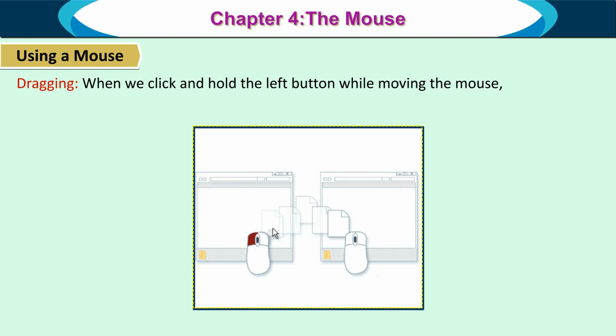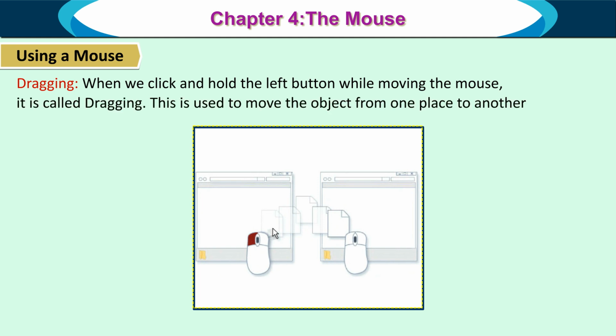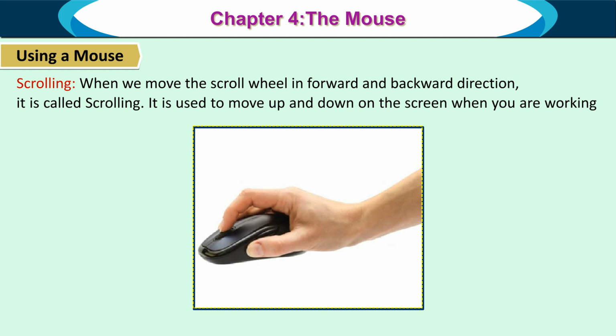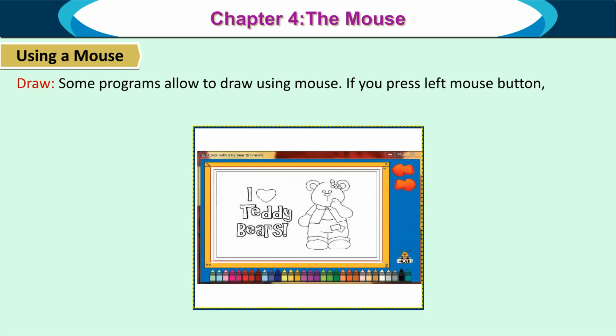Dragging. When we click and hold the left button while moving the mouse, it is called dragging. This is used to move the object from one place to another on a computer screen. Scrolling. When we move the scroll wheel in forward and backward direction, it is called scrolling. It is used to move up and down on the screen when you are working on a large program.